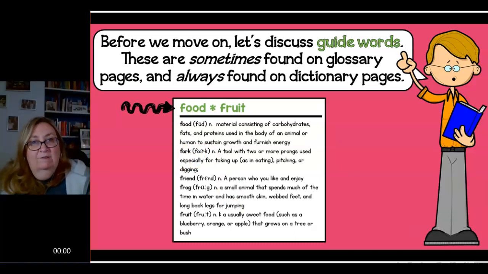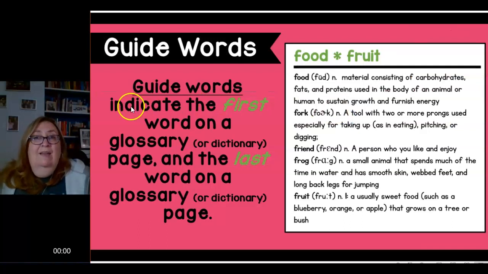Guide words are sometimes found on the tops of glossary pages, and they are always, always found on the tops of dictionary pages. Here's our squiggly arrow that shows us on this glossary page, our guide words are food and fruit. The guide words indicate the first word on the glossary or dictionary page. So food is the first word, and they tell us the last word on the glossary or dictionary page. So food is the first word, fruit is the last.